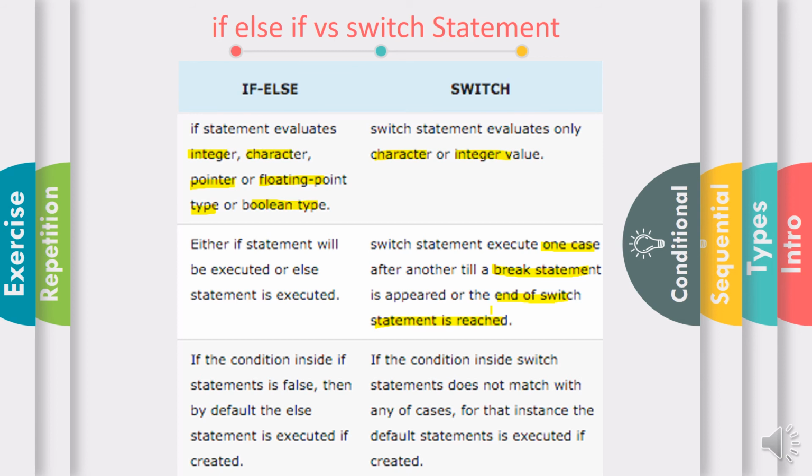In if else if, if the condition inside if statement is false, then by default else statement is executed if it is created. But in switch, if the condition is false, which means it does not match with any of the cases for that instance, then the default statement is executed if created. So, it means if else statement has the else portion to be executed, and in switch statement we have the default portion to be executed if the condition does not meet.